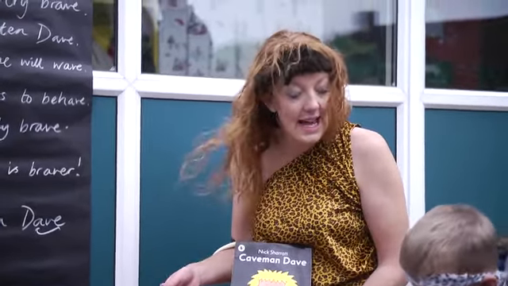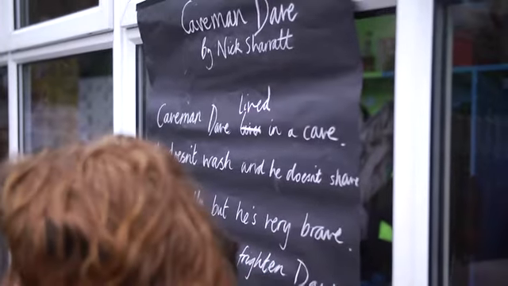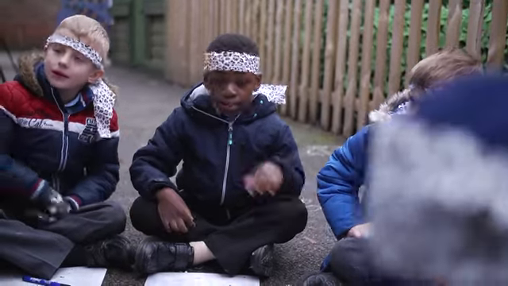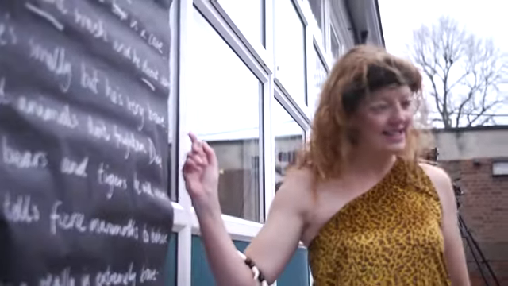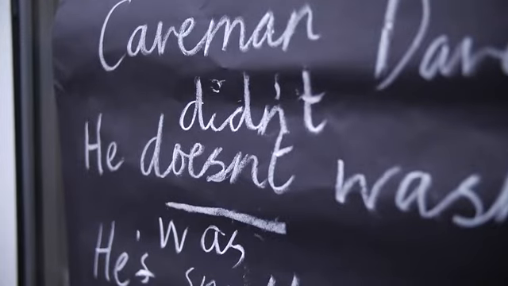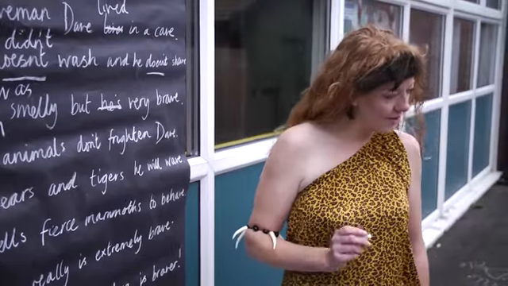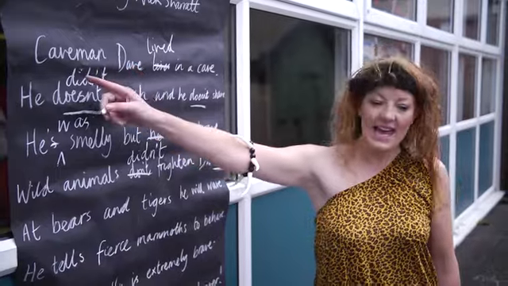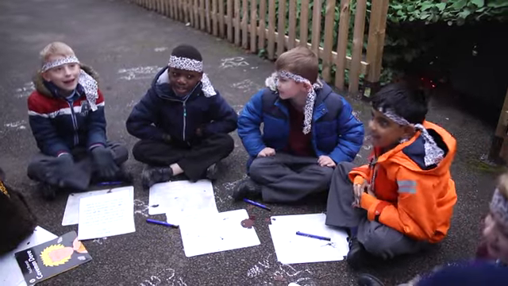Once we had identified the verbs, we talked about how we could rewrite the sentences into the past tense. Didn't wash and he didn't shave. Good boy, let me write that for you. During this guided writing session, I incorporated prior learning of punctuation skills, focusing on the apostrophe. Children are more likely to remember these skills and apply them when the ideas contextualise within an exciting real storybook. Caveman Dave lived in a cave.